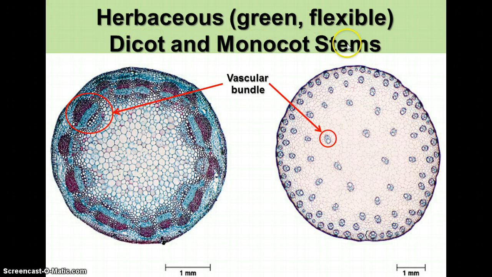Between dicot and monocot stems, the arrangement of the vascular tissue is different. In a dicot stem, you have the vascular bundles arranged in a circle around the outside, around the center. In monocot stems, you have a number of vascular bundles that are just scattered throughout the stem like this. So this is a very different arrangement. When you look at the stems, you can see this. These are herbaceous stems. These are green, flexible stems as opposed to woody stems.